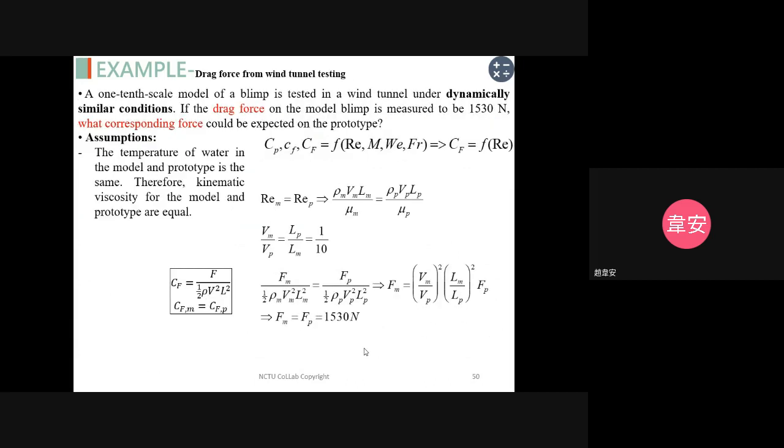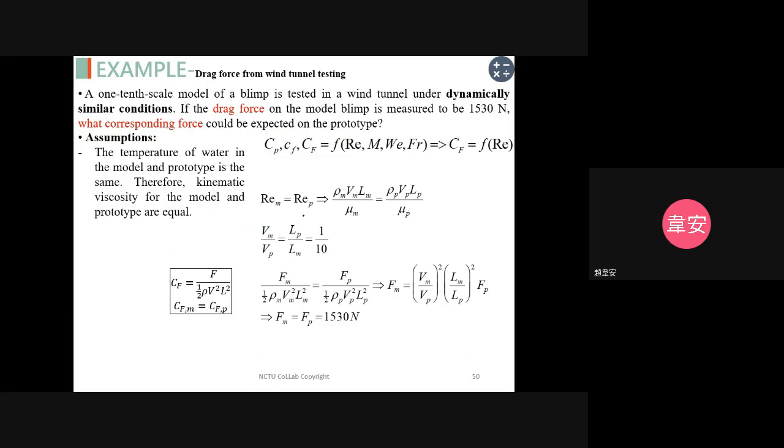In another problem, we don't require you to answer the pressure difference. We change the problem. Right now we are interested in the drag force from wind tunnel testing. Again, the system is conducted with 1/10 scale models. In these systems, the drag force on the model frame is measured to be 1,530 newtons. So what corresponding force could be expected on the prototype?